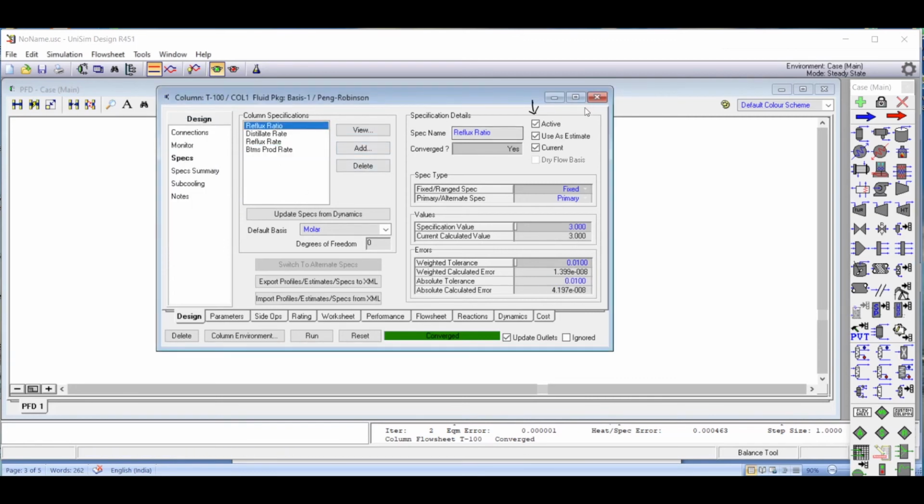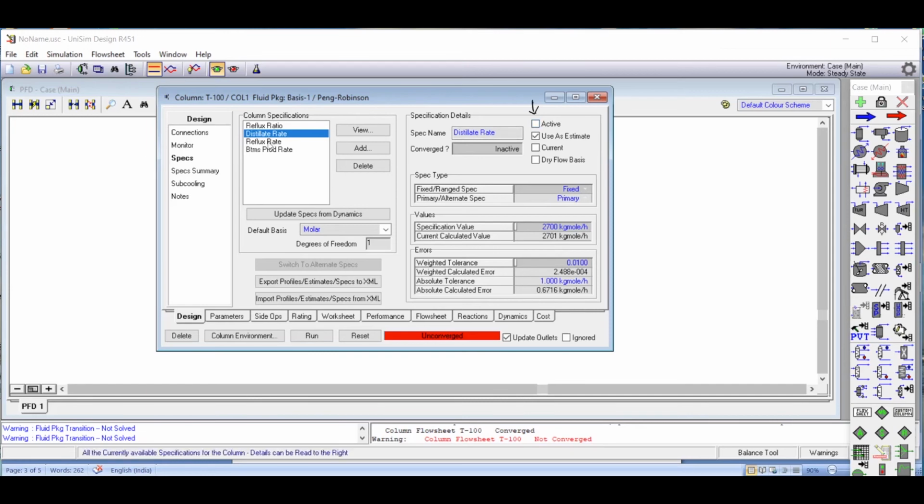You say reflux ratio, of course that will remain active. So we will have only 2 degrees of freedom for the distillation column. The distillate rate, we just check it out, so this is not active anymore. Reflux rate is not active even in problem 1, but the bottom product rate which you have just defined, we have to make it active. So there are 2 degrees of freedom that have to be satisfied: this reflux ratio and bottom flow rate.